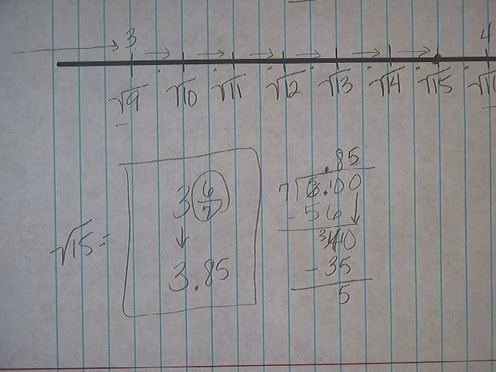7 times 6 is... I'm sorry for that bell. I hate that it keeps ringing on. It's 42. Still too big. Oh no, that's why we work in pencil. 7 times 5 is 35. If we subtract that, we have 5 left over. And I'm going to stop there because I know enough to say that 6/7 is approximately 0.85, or 85 hundredths. So this could also be my solution, 3 and 85 hundredths. So here are my two estimations for the square root of 15. I hope that helps clear it up. Post if you have any questions, and I will try to get back to you.